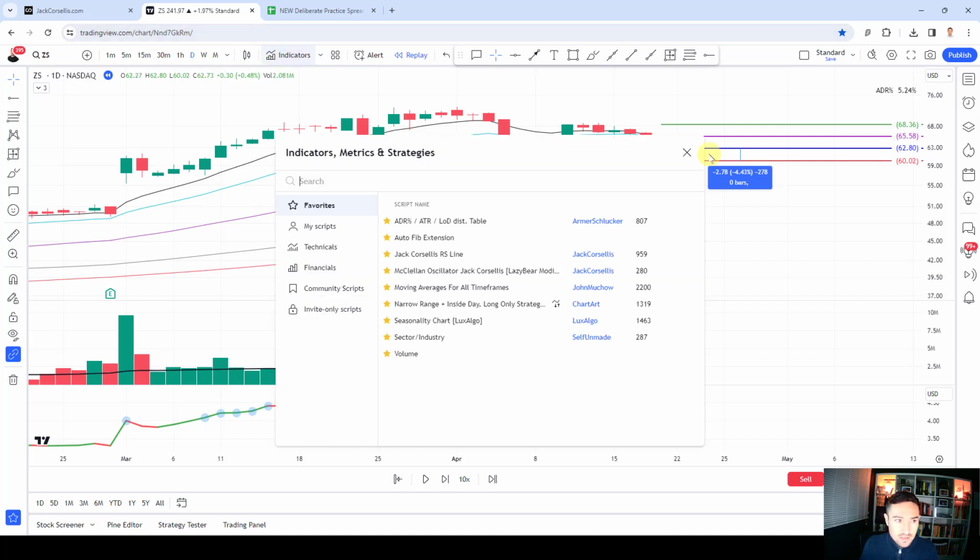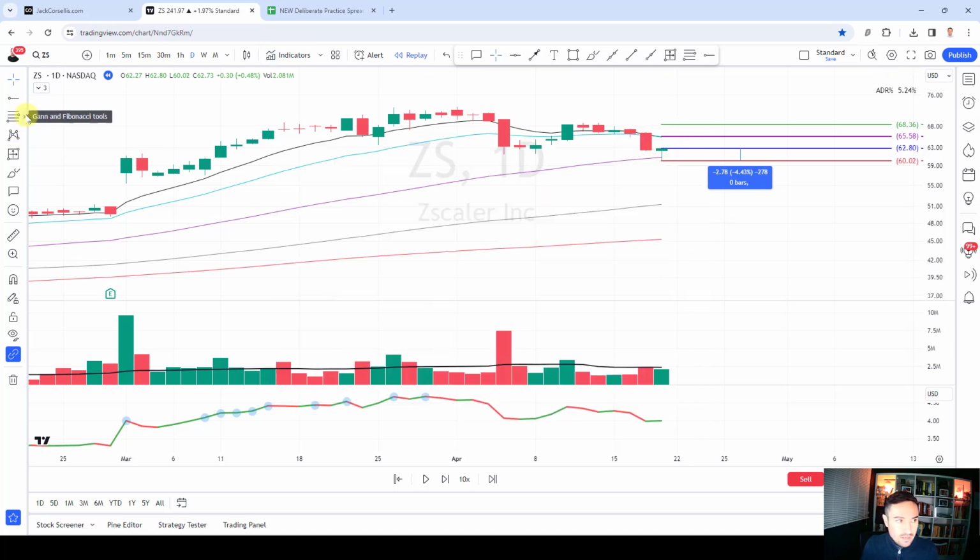If you want to see the indicators that I use, including the 20-day ADR percentage, pause the video, you can see the ones there. There's the ADR, there's my relative strength line, and obviously the Fibonacci retracement tool, you get it from just over here.